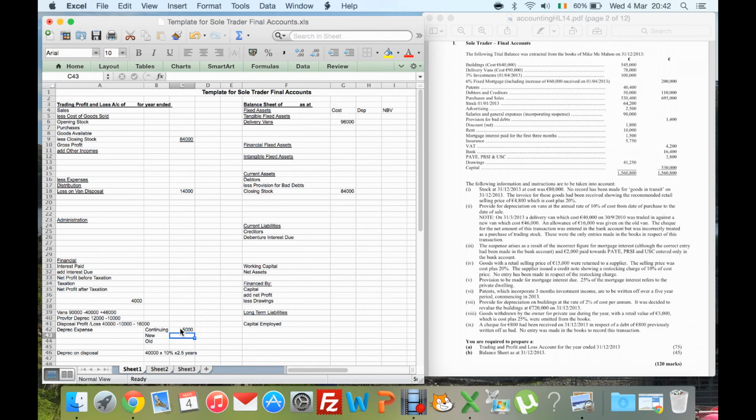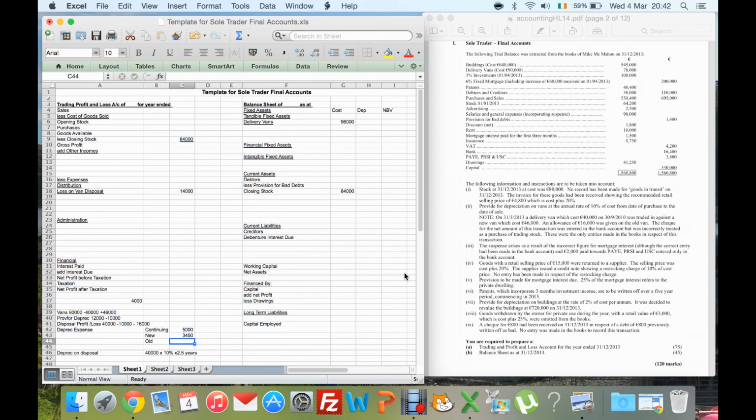The new. So the new one cost 46. The date it happened on was the 31st of the 3rd, so I would have had it for 3 quarters of this year, 9 months of this year. So it'll be 46 grand times 10%, and then times 0.75, which is 3 quarters of the year, or 9 months.